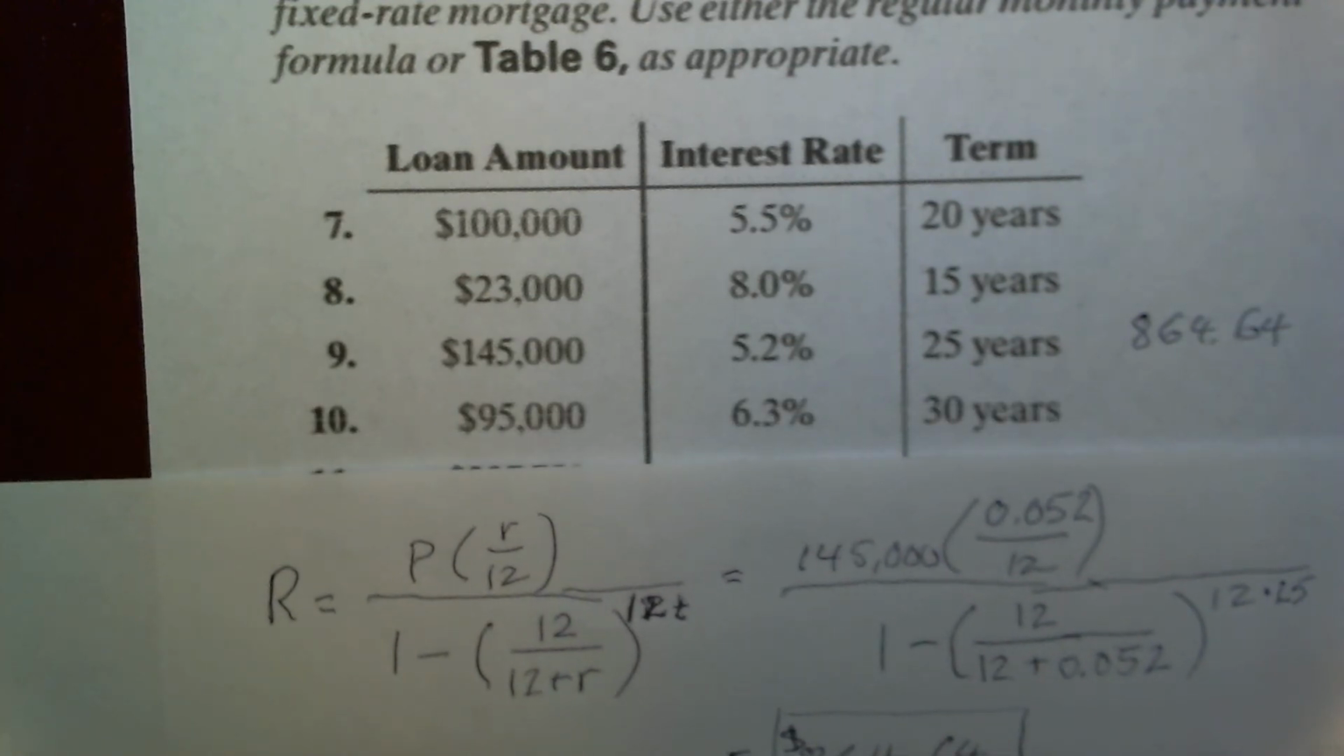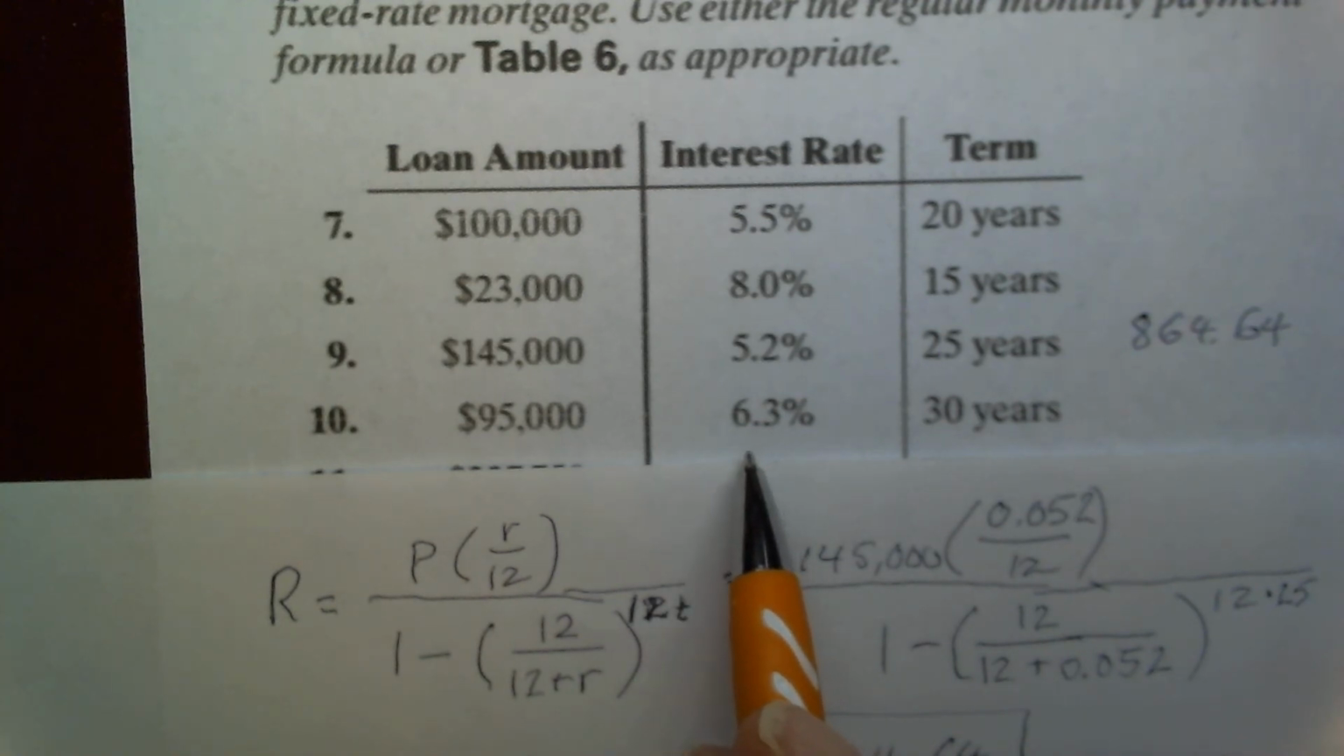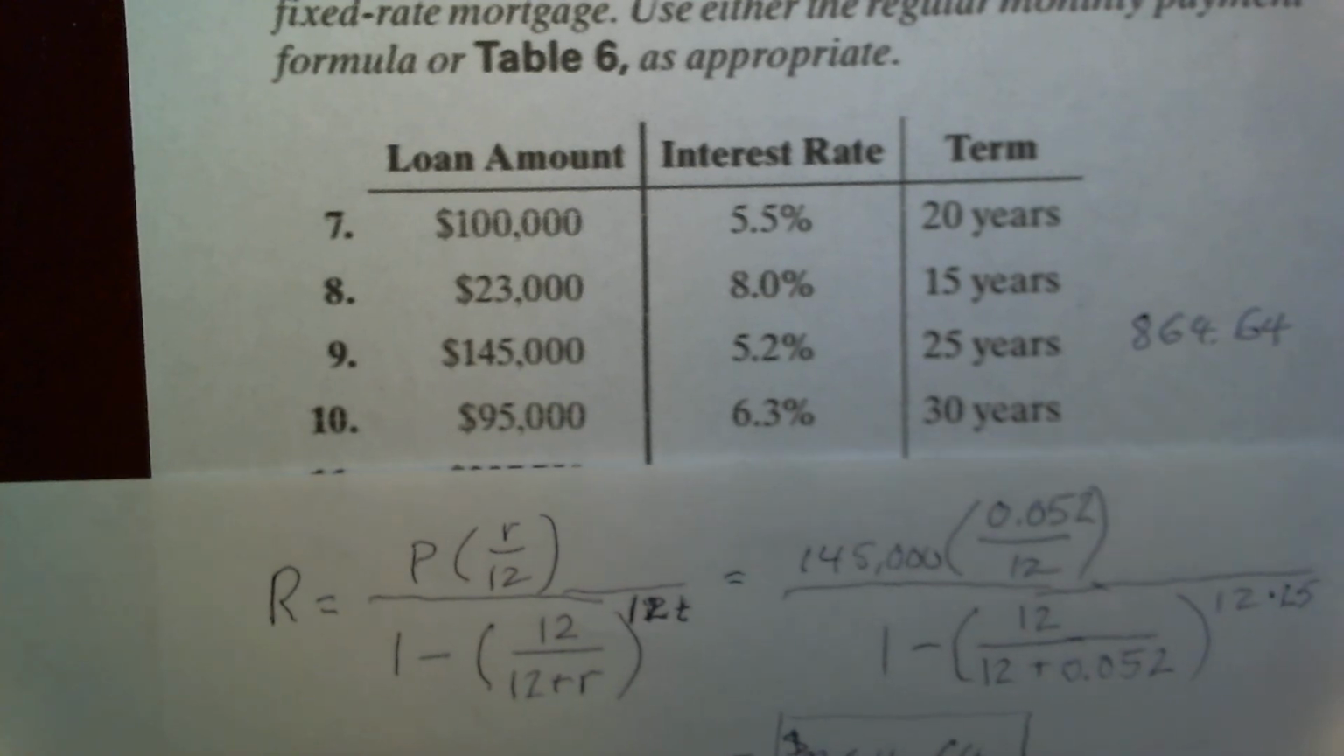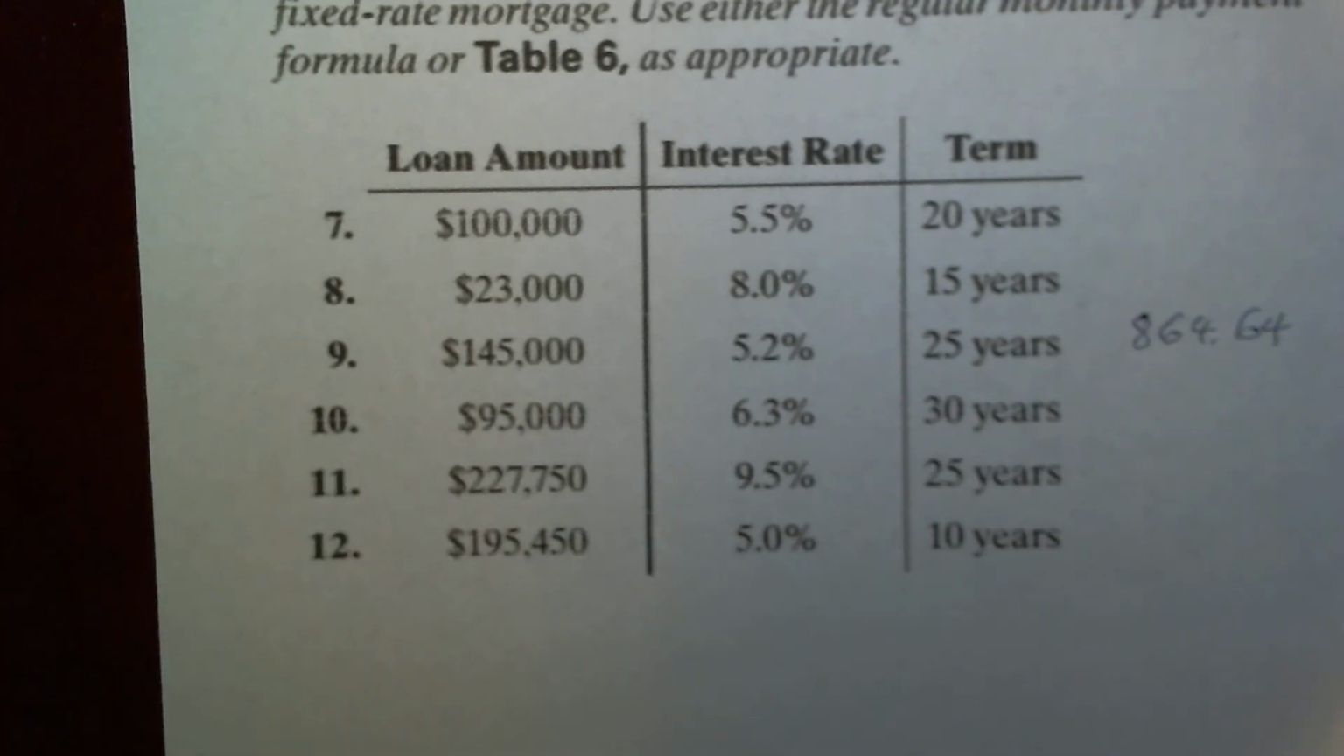And for number 10, it's the same thing. We need to use the formula because there's no entry in the table number 6 for interest rates of 6.3%. So again, it is the regular monthly payment. Let me just move this around here.